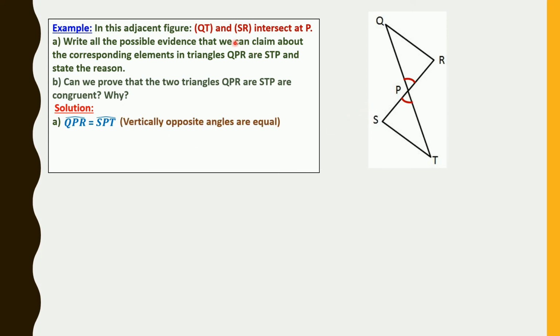The reason here is not a straightforward evidence. I cannot write given. I used the property of vertically opposite angles, the fact that they are equal, which is a very important property.